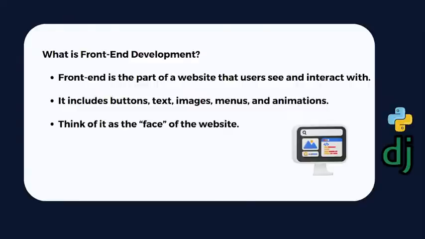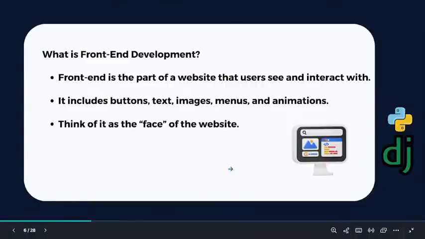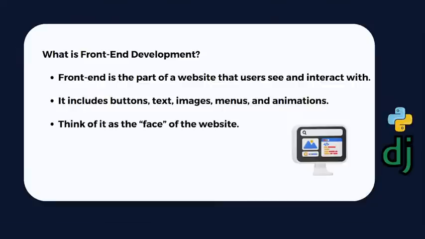Okay, the front end is the part of a website that users see and interact with. That means when you visit any website, what you look at, some text, some images, some designs, these are front end. It includes buttons, text, images, menus, and animation. These are the things that are front end.